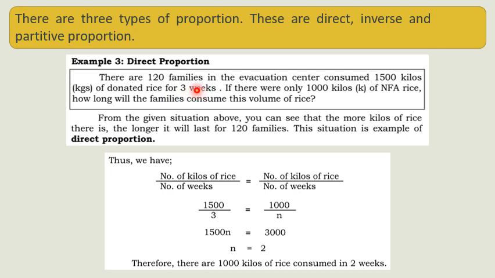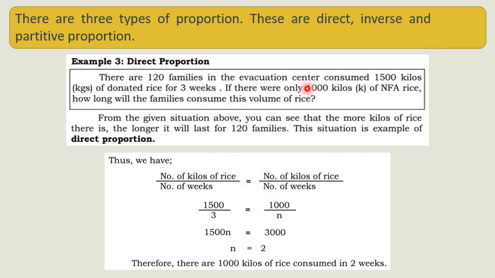Siyempre, iikli siya kasi umunti nga yung rice. Hindi naman nila mako-consume yun ng mas mahaba. So, kapag bumaba itong rice, bababa din yung linggo. Bibilis maubos yung ating rice. So, syempre, mas mababa dapat sa 3 weeks. So, ito, bumaba yung bigas, bumaba din yung ating weeks. So, yan po ay direct.